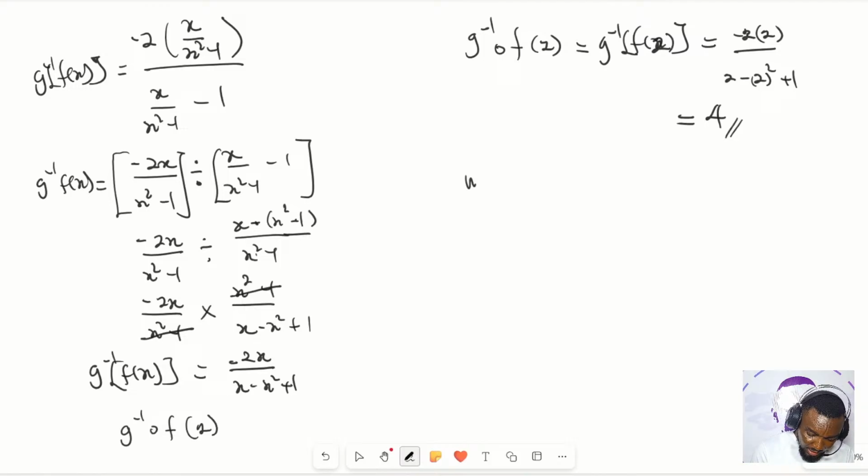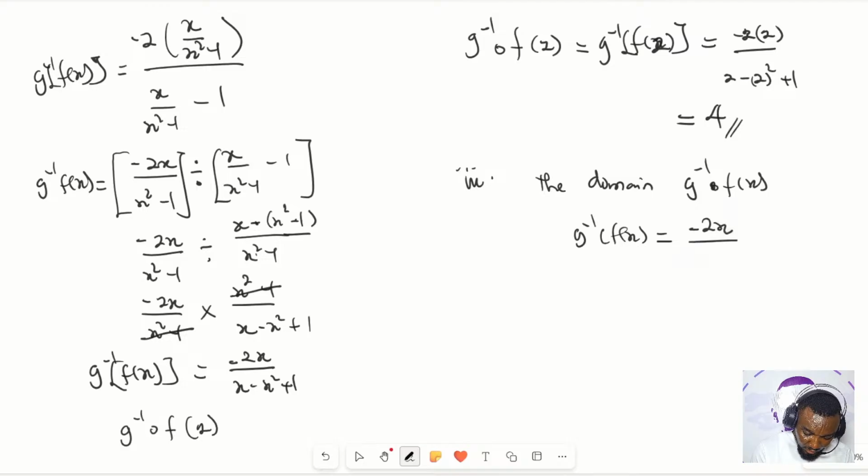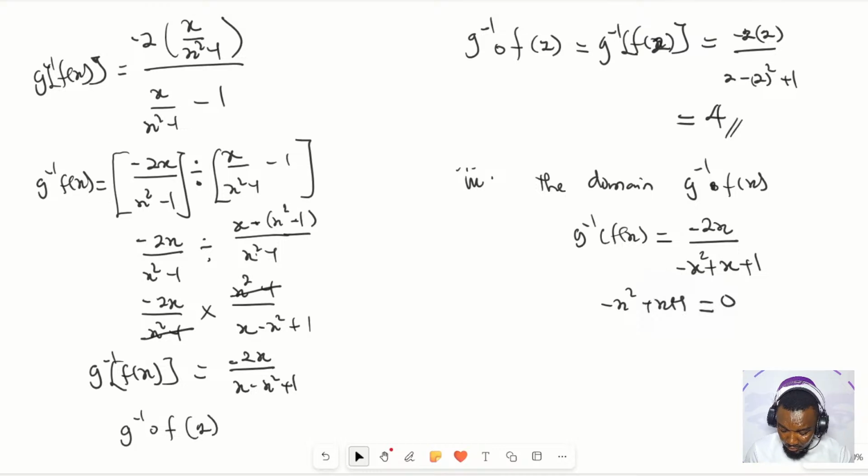Now, you see that in part I of the question, we are supposed to find the domain of the function g inverse of f of x, right? So you not being able to get g inverse of f of x will also affect being able to write your domain. So we know g inverse of f of x is minus 2x all over, let's arrange the denominator, minus x squared plus x plus 1. We can equate that to 0. Then we find the roots of that quadratic equation.